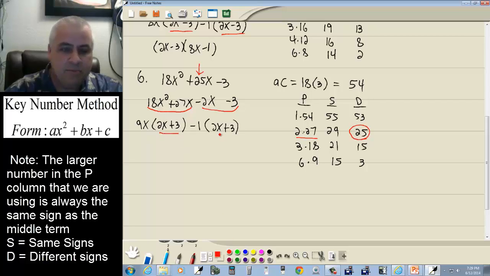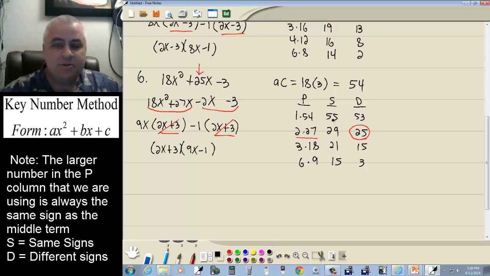Again, our goal was to get this parentheses the same as this, which it is. So I can factor out a 2x plus 3. And again, to see what goes in your second set of parentheses, if you don't see it automatically, you can come up here and cross out these 2x plus 3's, and what isn't crossed out goes right here.